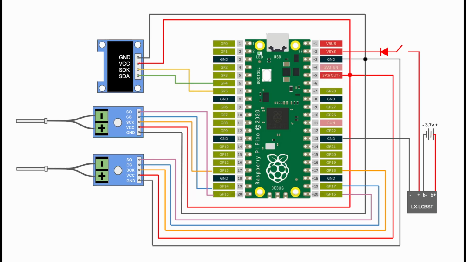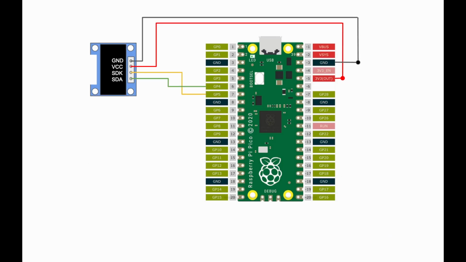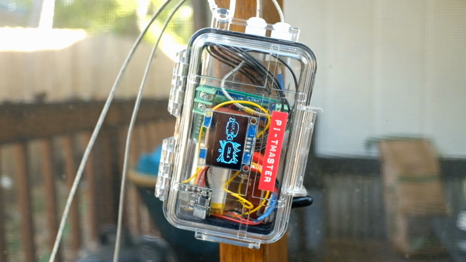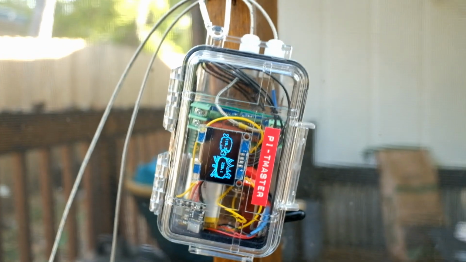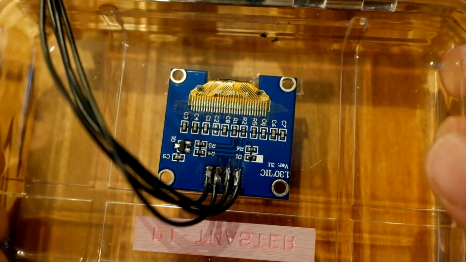The screen I used is a small OLED display called an SH1106. It has one color, and the resolution is 128x64, which is plenty for this application. It connects to the Pico with I2C.